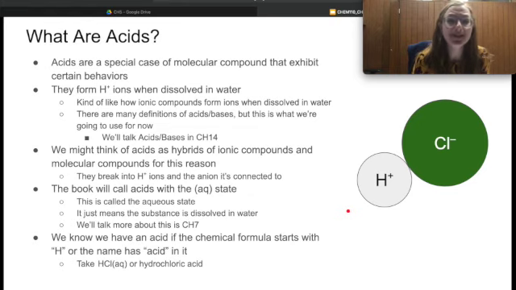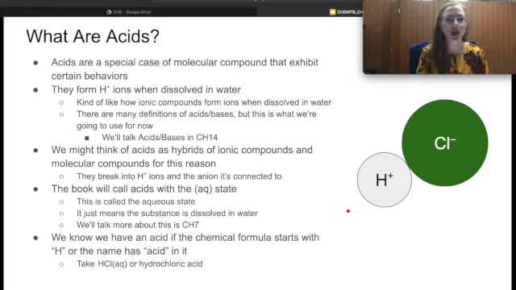So acids are like a very special case of molecular compounds that exhibit specific behaviors. So acids are molecular compounds, but honestly, they kind of act like ionic compounds in the end. So they form H+ ions when dissolved in water. So it's kind of like how ionic compounds form ions when they're dissolved in water. So there are many definitions of acids and bases, but this is just the definition we're going to use for now. That acids form H+ ions when they are put in water. We'll have a whole chapter on acids and bases in chapter 14.